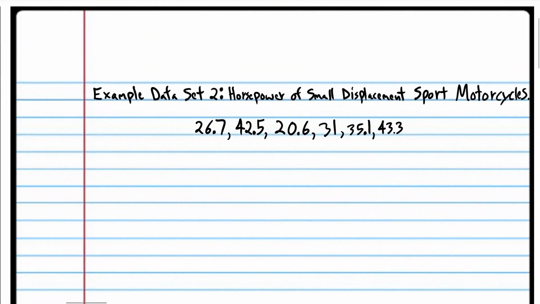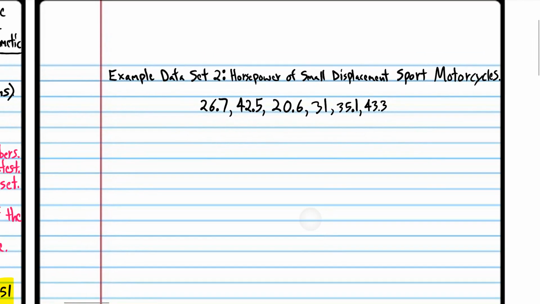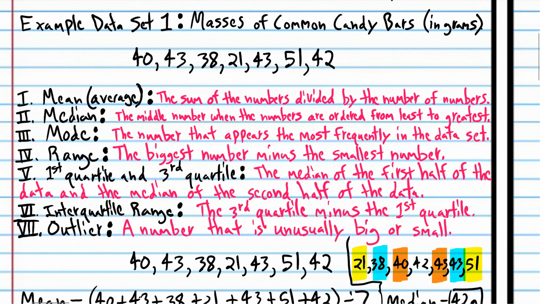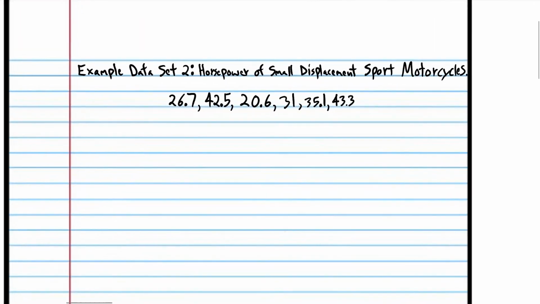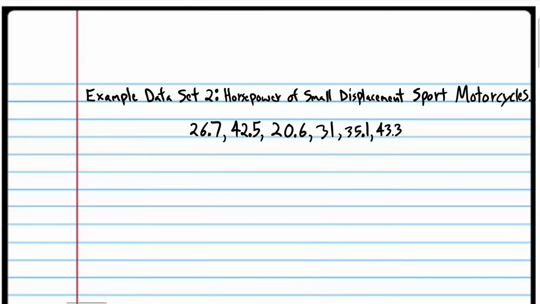So now let's do another example data set. Now we're talking about the horsepower of small displacement sport motorcycles. So horsepower is just how powerful the engine is. Now again, if you didn't take a screenshot of these definitions, you've got to keep referring back to them. So if you didn't do that already, take a screenshot of all this so you can refer back to it. All right, so now we're going to calculate those numbers for this new data set.